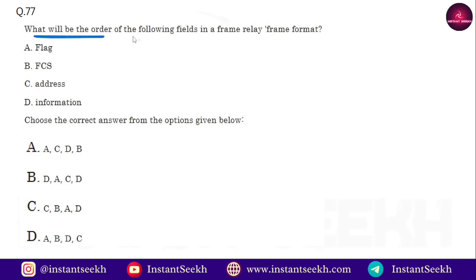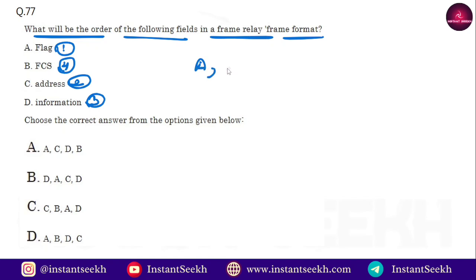Okay, what will be the order of the following fields in a frame relay frame format? First start with flag. Then comes the address, then comes your information, and then comes your FCS, that is your frame check sequence. So the frame relay frame format starts with a flag field, that is your option number A, which indicates the beginning of the frame.